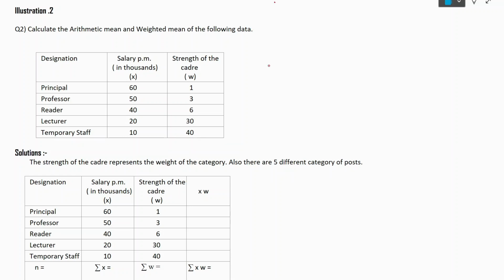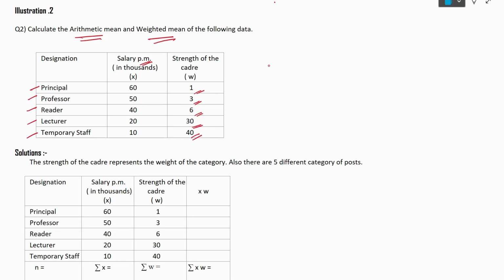Here you need to calculate both arithmetic mean as well as weighted mean. Now what is given? It is given the designation for principal, professor, reader, lecturer, and temporary staff. This is for a college, different designations for the people, and also their salary per month in thousand. Therefore here that is X1, X2, X3, X4, X5. This is in thousand. But the strength of the cadre, that means for a college, one principal, 3 professors are there, 6 readers are there, and for the lecturers, that is 30 people are there, and temporary staff 40.